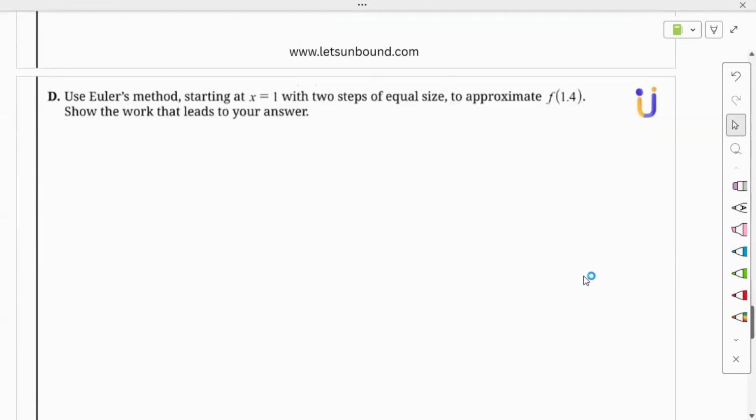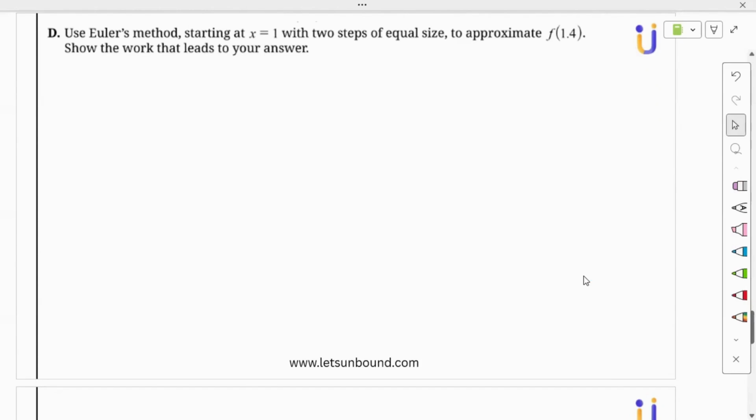Moving to the last part of this question, D. Use Euler's method starting at x is equal to 1 with two steps of equal size to approximate f of 1.4. Show the work that leads to your answer. Okay, Euler's method, we did this. Let's start. So you need to find delta x, right? It is the step size. Okay, so two steps. So just the length of your interval we are working on, b minus a divided by the number of steps. So I need to approximate 1.4. I'm starting from 1. So (1.4 minus 1) by 2 steps. So 0.4 by 2 is 0.2. This is the one I will be adding.